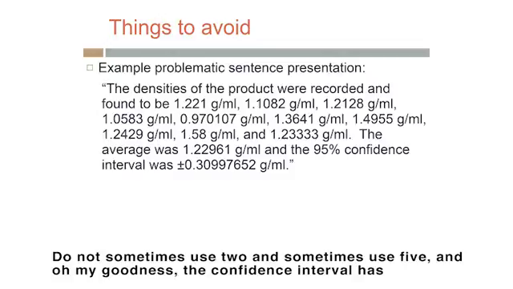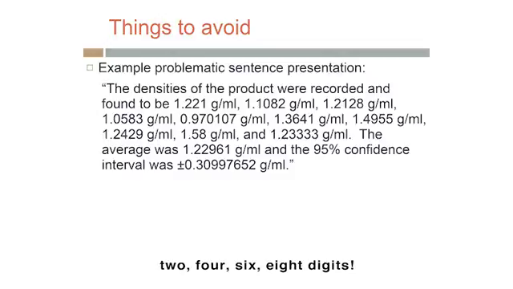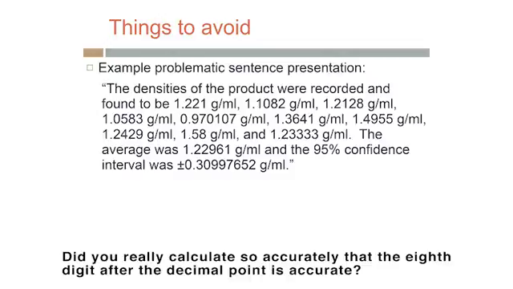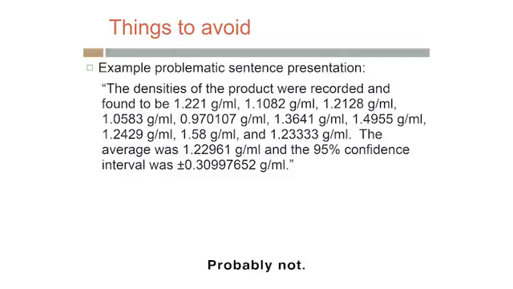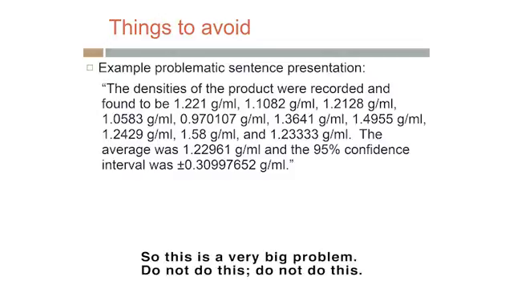And oh my goodness, the confidence interval has 2, 4, 6, 8 digits. Did you really calculate so accurately that that 8th digit after the decimal place is accurate? Probably not. So this is a very big problem. Do not do this. Do not do this, okay?